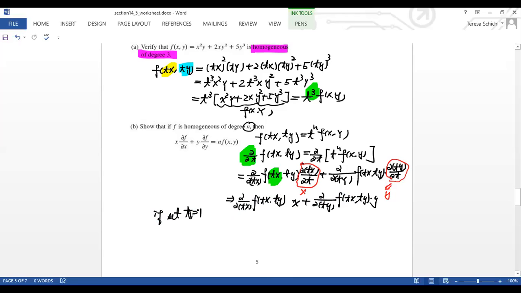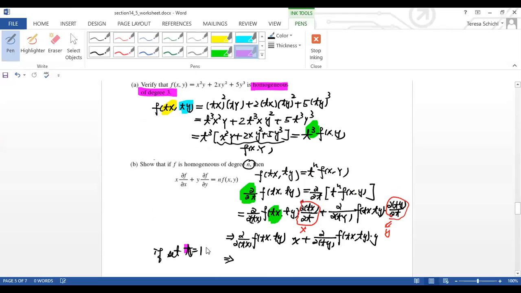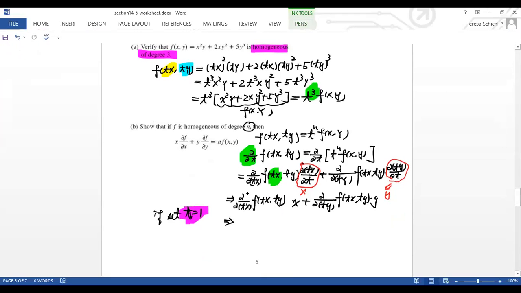Now if you set t equal to 1, take a look at what you have here. If t equals 1, this is really the partial of f of x, y with respect to x, times x, then plus, because t is equal to 1, the partial of f with respect to y, times y. So what is this? That is just partial f partial x times x, and partial f partial y times y. You add them.